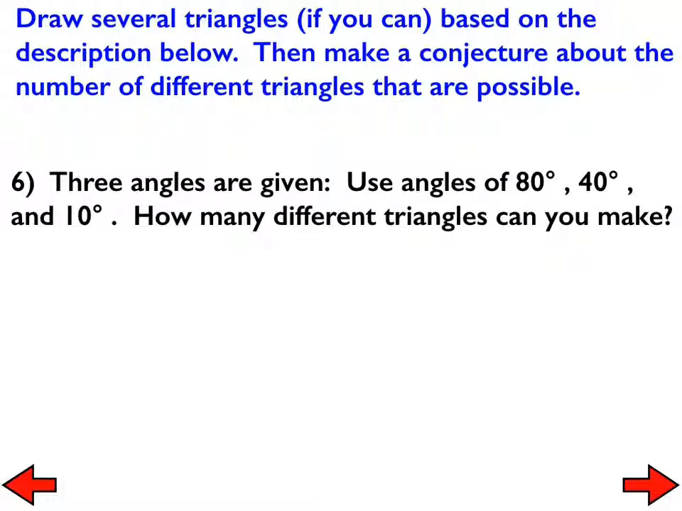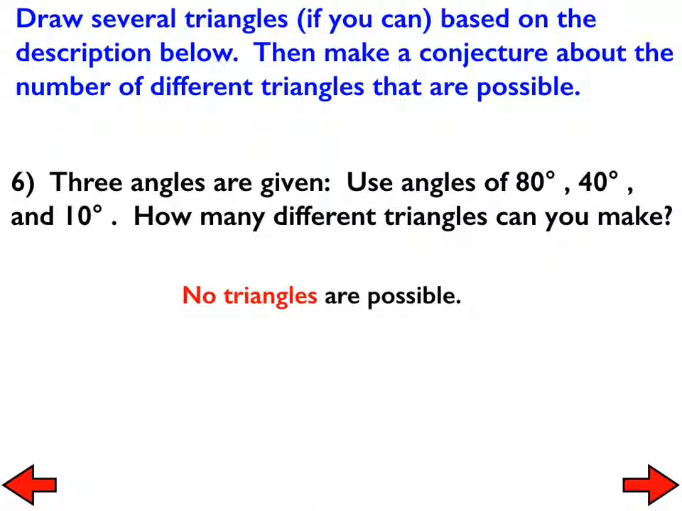So on number 6 on your notes, go ahead and draw a triangle. One angle has to be 80 degrees, one angle has to be 40 degrees, and one angle has to be 10 degrees. You can make the lengths however long you want, but I want to know how many triangles you can make with these 3 pieces of information. No triangles are possible. Any idea why?